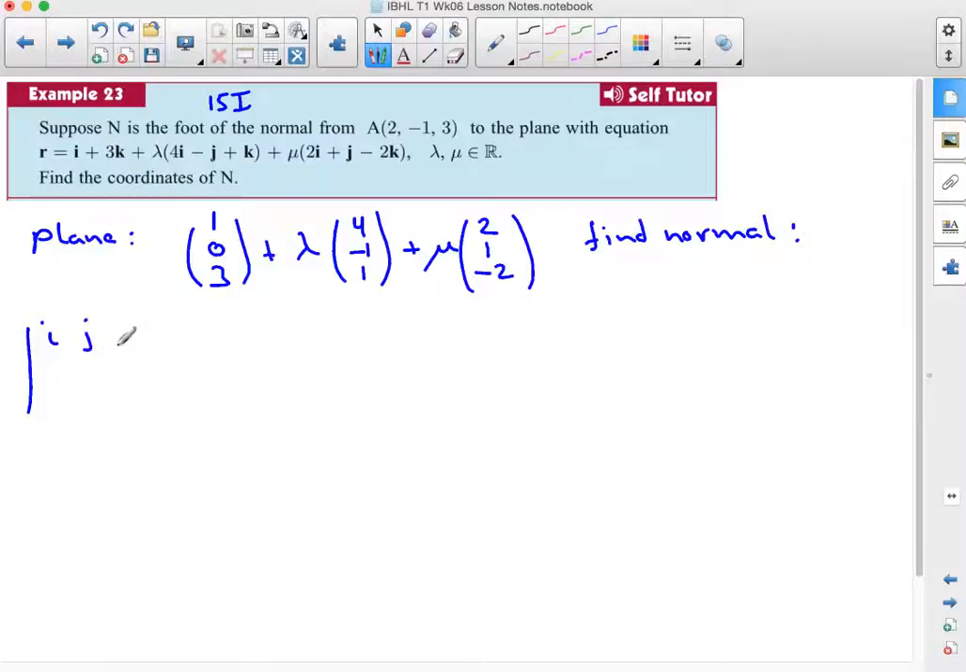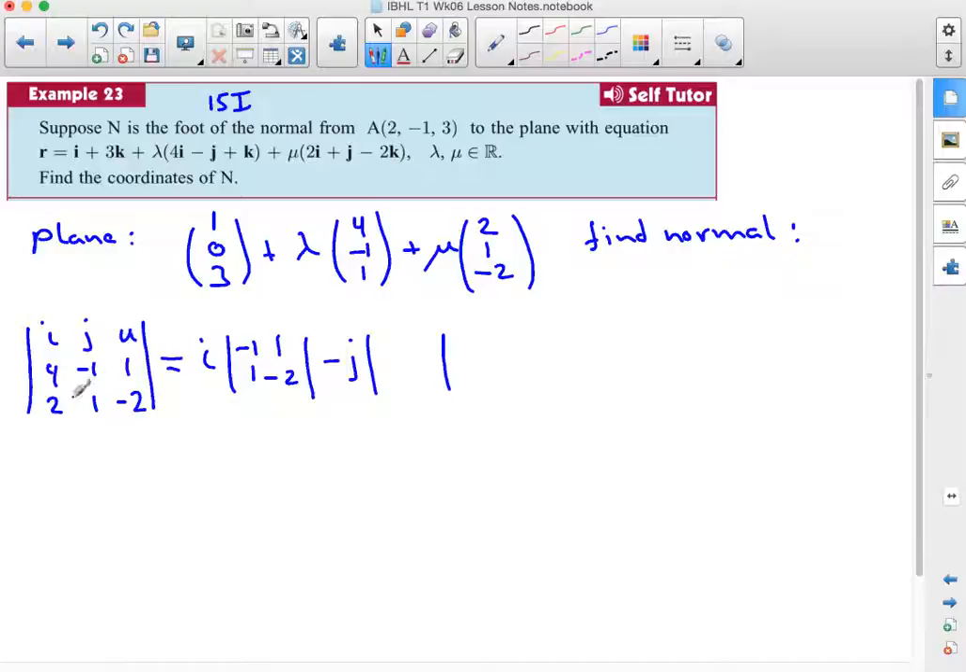We will go i, j, k and find that 3 by 3 determinant, with 4, negative 1, 1 as the first direction vector and 2, 1, negative 2 as the second direction vector, and we will work this out. It is i times (negative 1, negative 2, 1, 1), take away j multiplied by (4, 1, 2, negative 2), plus k multiplied by (4, negative 1, 2, 1).